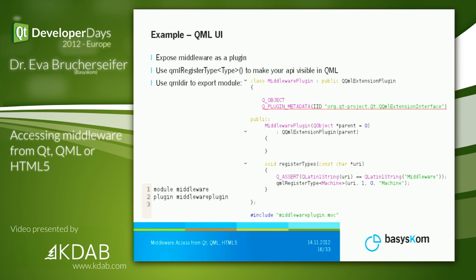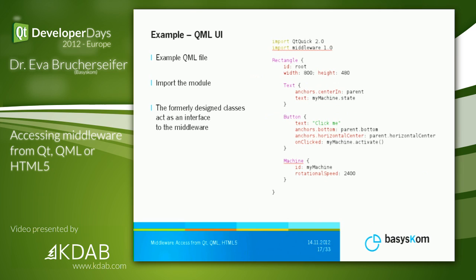When we write the Qt plugin, we need the method registerTypes. There we register all the abstractions we have written before. We register them to the Qt meta-object system so that we can just use them later. We need to write a small qmldir here with the name of the module and the plugin, and then we can finally write our QML code.